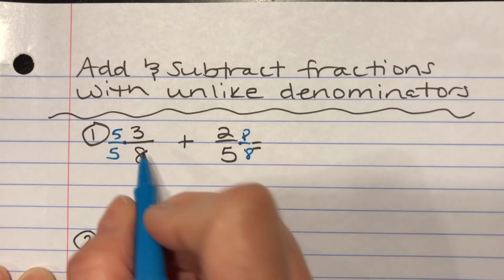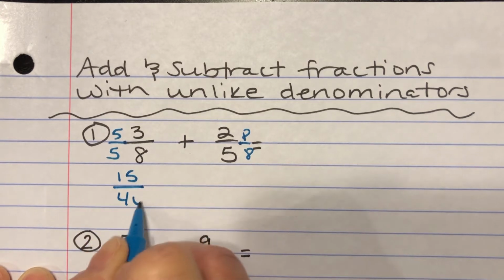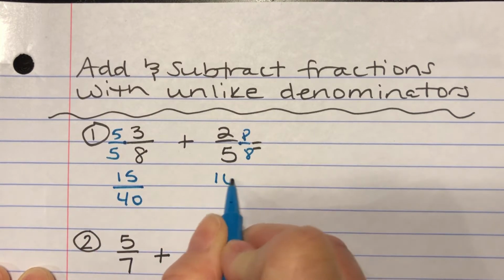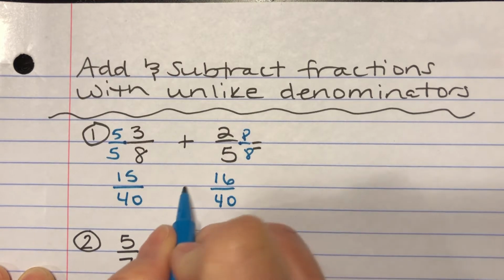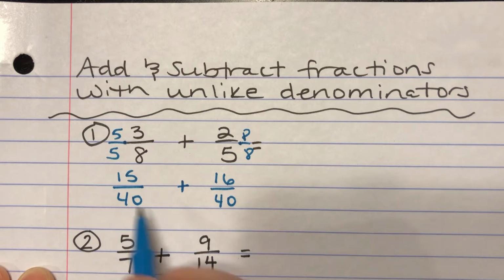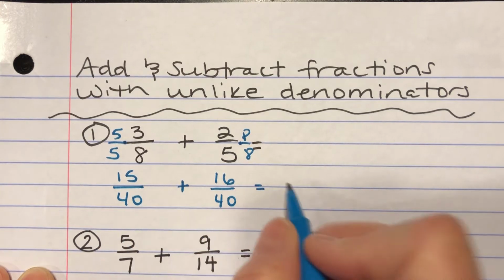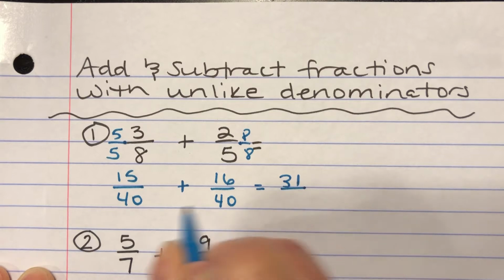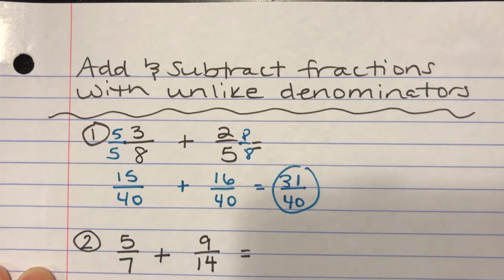They just look different. So 5 times 3 is 15, and 5 times 8 is 40. 2 times 8 is 16, and my denominator is still 40 because it's still 5 times 8. And I'm just going to add them now. So now that they have the same denominator, I can add my numerators together. 15 plus 16 is 31, and my denominator stays the same. So 31/40 is what you should have.